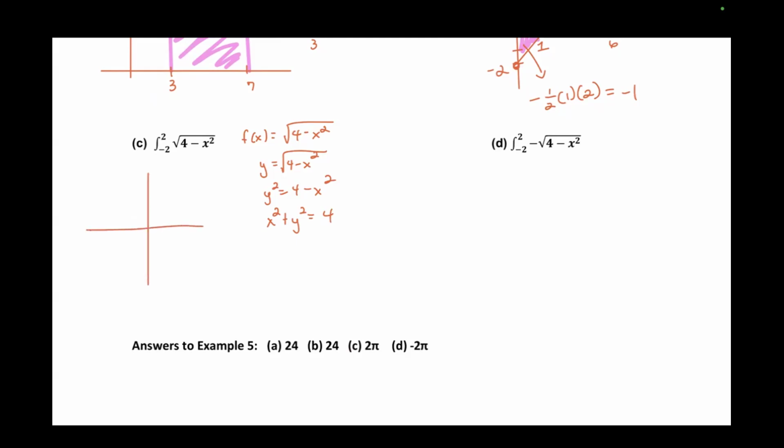Okay. Now, since my function is just the positive square root, that means y has to be positive. So the graph that I'm interested in is just the top half of that circle, from 2 to -2, okay?